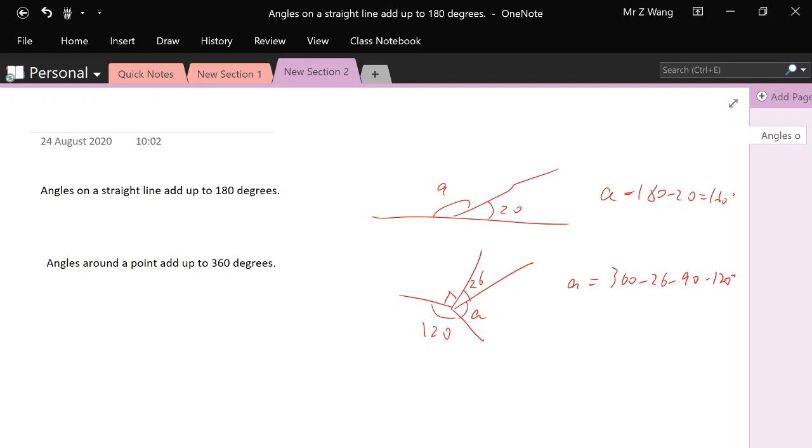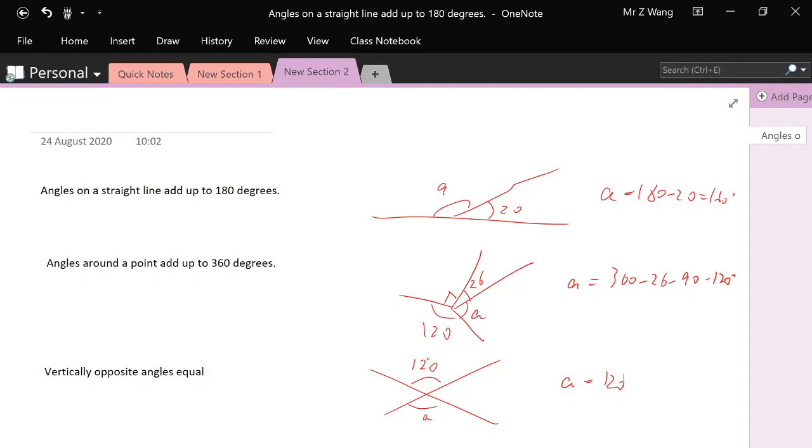And then the third thing we learned was vertically opposite angles are equal, right? What does that mean, right? Two straight lines, they cut into equal angles. If this is 120, then this angle A also equals 120.